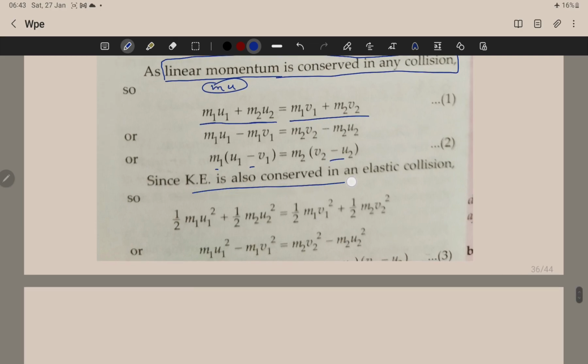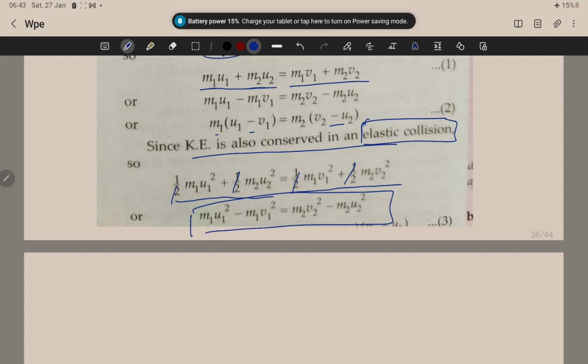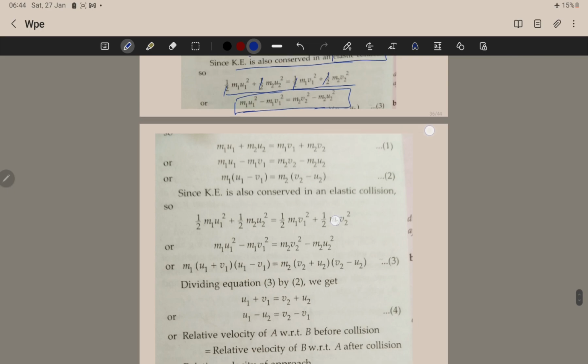Since kinetic energy is also conserved in an elastic collision, because there is no loss of heat or sound energy, we can write half m1 u1 square plus half m2 u2 square equals half m1 v1 square plus half m2 v2 square. Now if we remove the half from both sides, we get this equation, and we take the m1 terms on one side and the m2 terms on the other side.